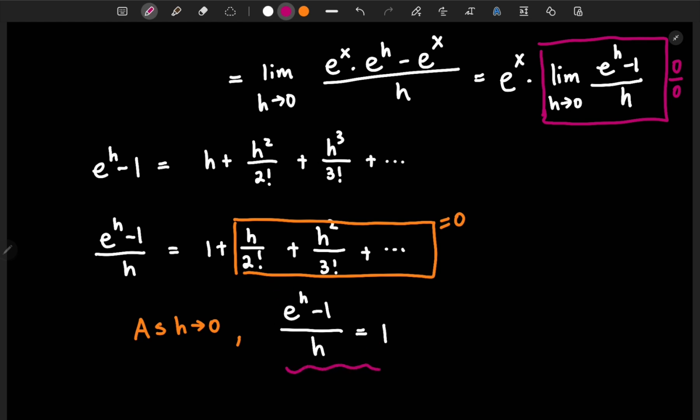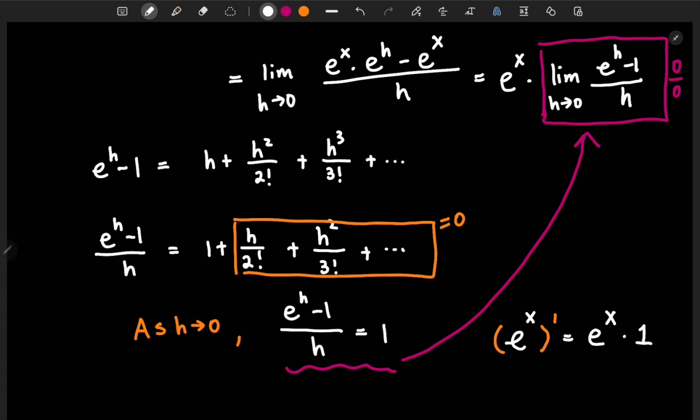And now we plug the answer into our original equation. We would get e to the x, the derivative of that, by definition, we get e to the x times 1, because the limit of all this is equal to 1. Then we have proved that the derivative of e to the x is also e to the x.